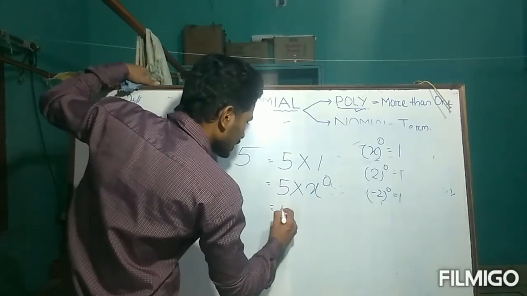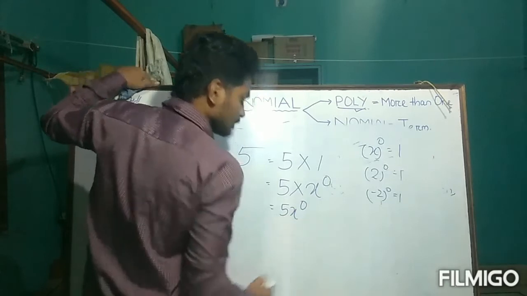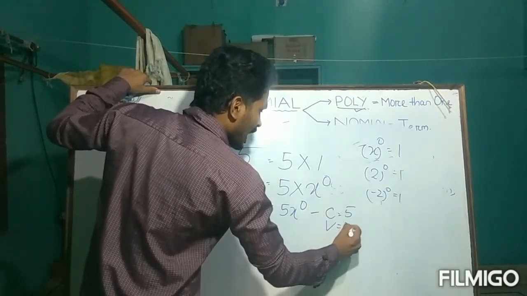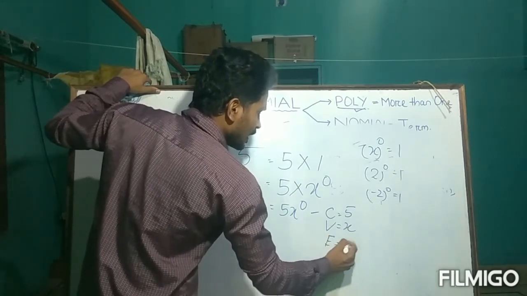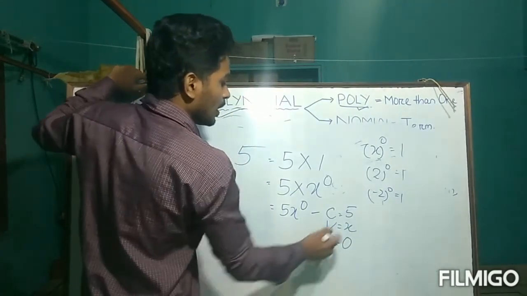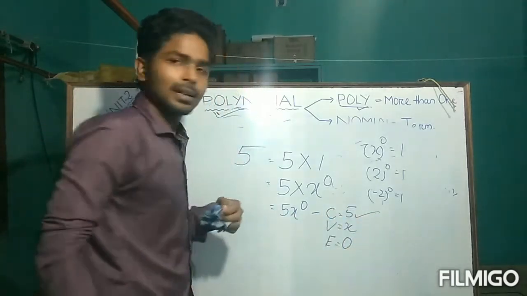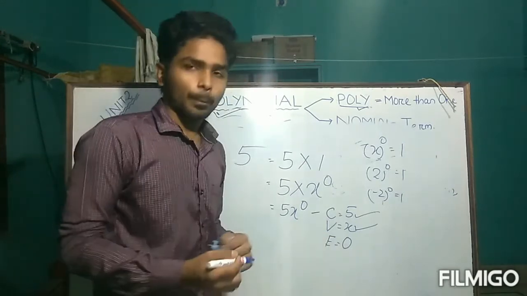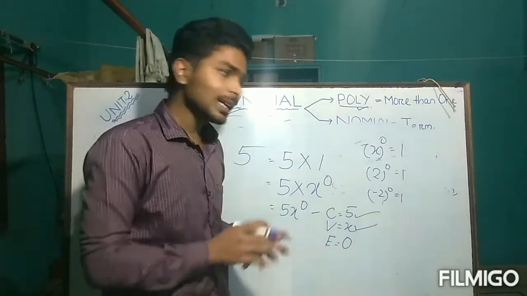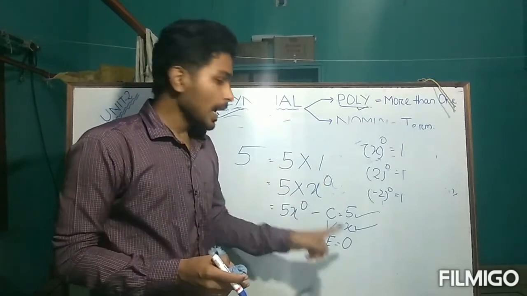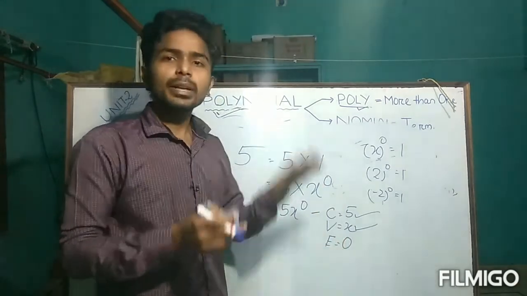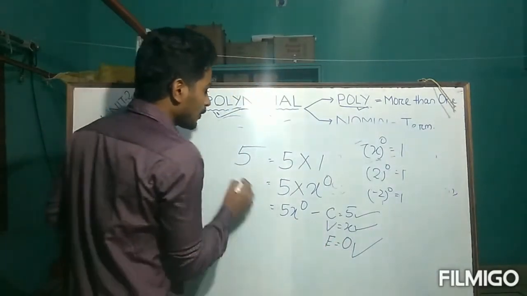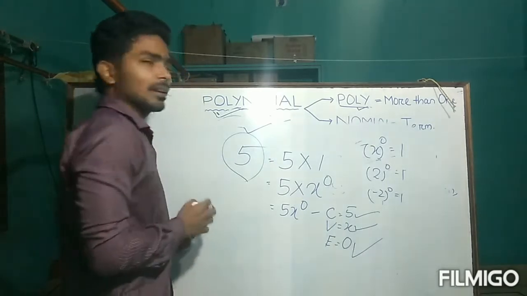So it will be 5x to the power 0. Here the coefficient is 5, the variable is x, and the exponent is 0. The coefficient 5 satisfies the condition. The variable x satisfies the condition. The exponent should be non-negative, and 0 is non-negative; the exponent should be an integer, and 0 is also an integer. So it satisfies the condition of a polynomial. Hence 5 is a polynomial.